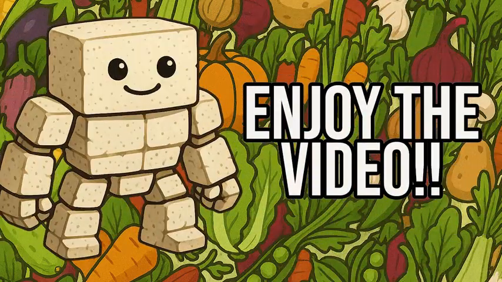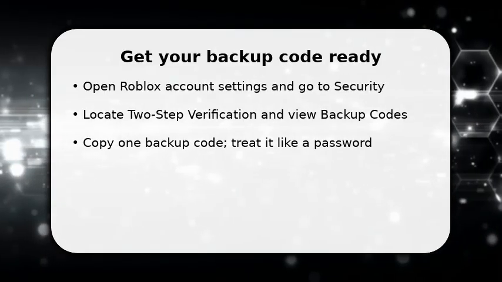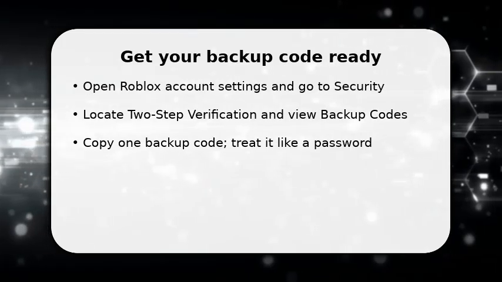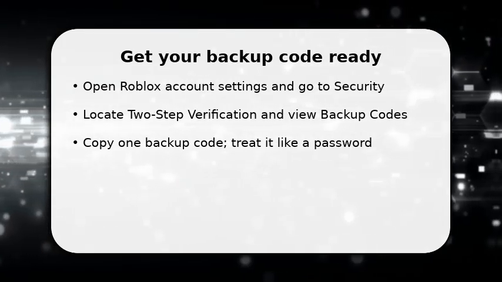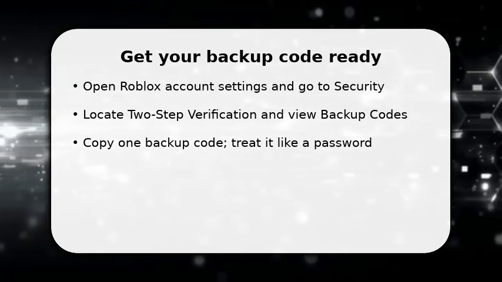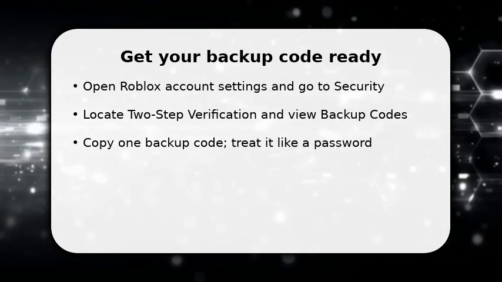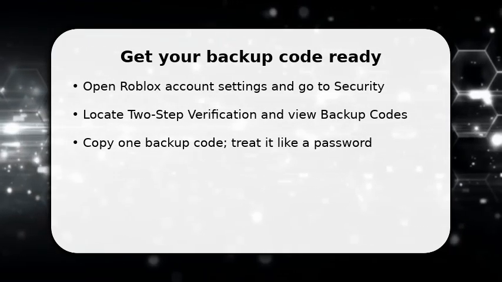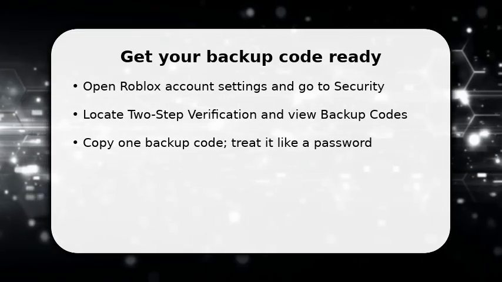Please enjoy the video. You start by retrieving a valid backup code from your Roblox account. Open Settings, choose Security, and access two-step verification. Do this now so you don't get stuck mid-process. Once you see the list, copy a single backup code to your clipboard or write it down. This is your immediate fallback.